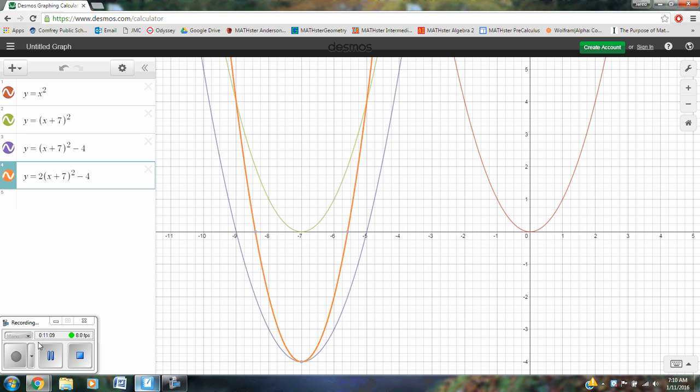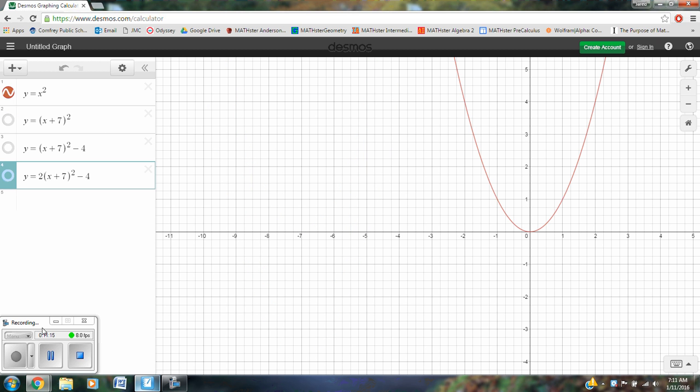Okay, so the question might come up, what if I do it in a different order? What if I wanted to do the ×2 at the beginning? Well, let's see how that changes things. Okay, so let's start with the y equals x squared. Let's change it to y equals 2x squared. So we put the coefficient out first.